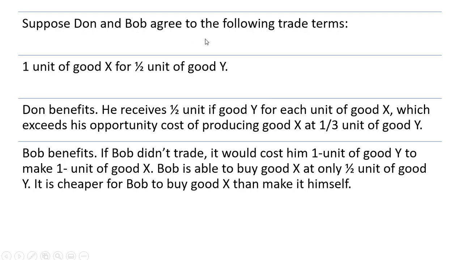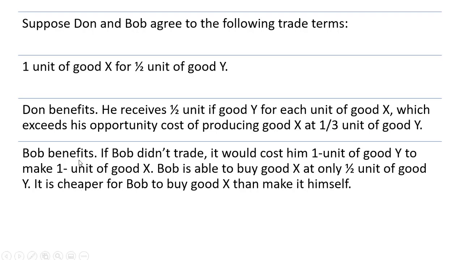Suppose Don and Bob agree to the following trade terms. 1 unit of good X will trade for 1/2 unit of good Y. Don benefits. He receives a 1/2 unit of good Y for each unit of good X he trades away, which exceeds his opportunity cost of producing good X. And recall, Don's opportunity cost of producing good X was 1/3 unit of good Y. So he's getting more in return. He's covering more than his opportunity cost of production.